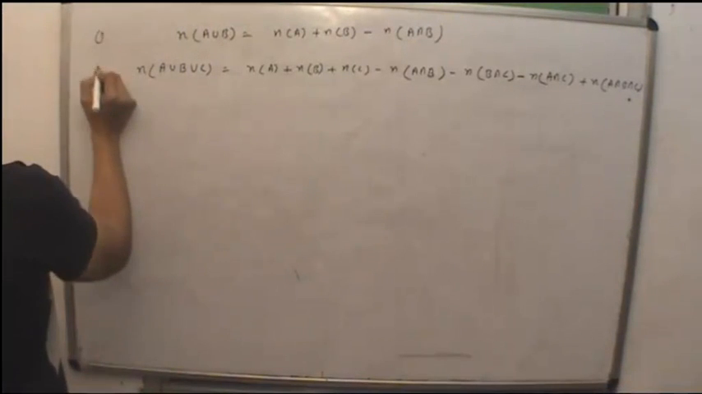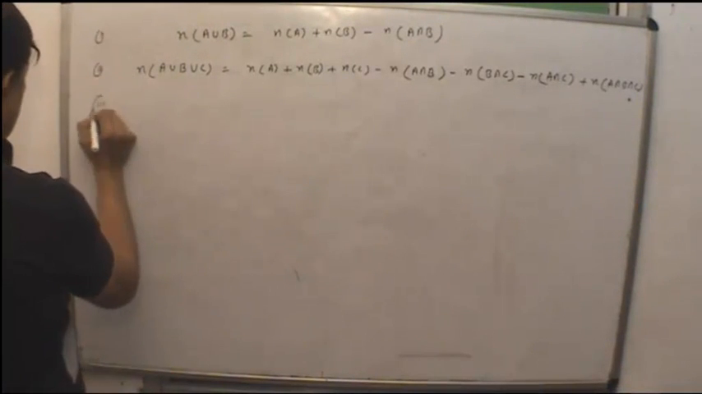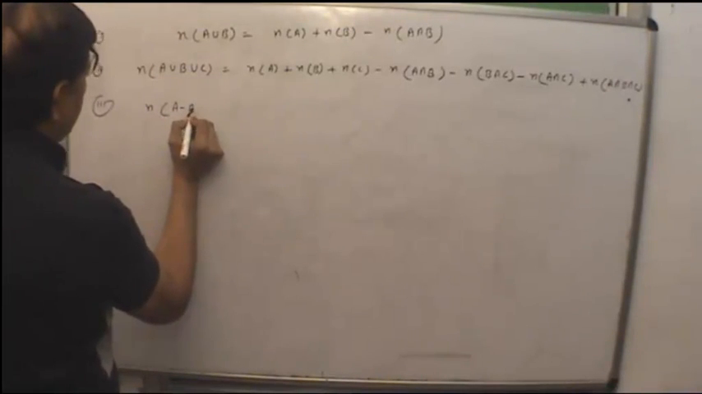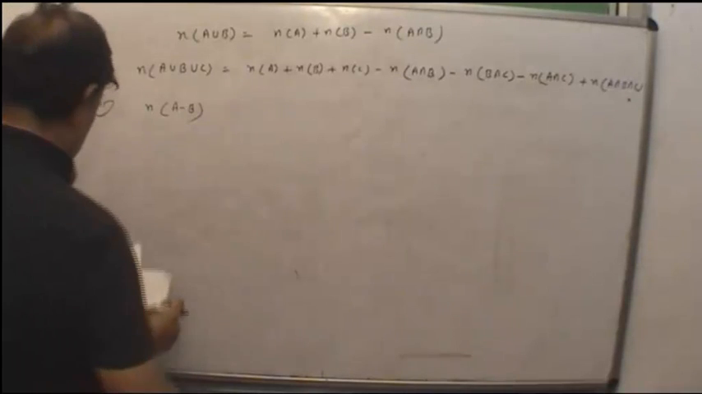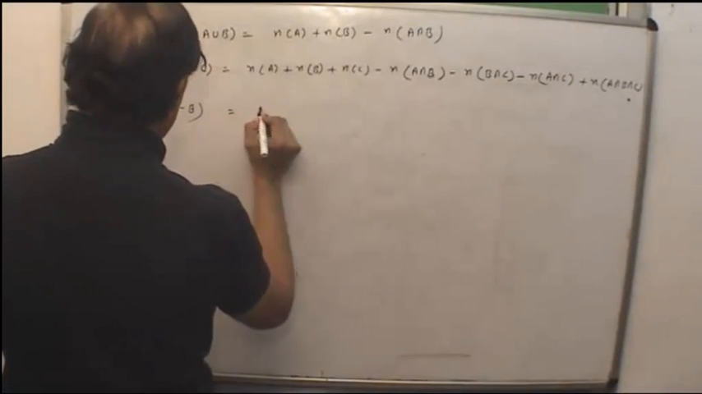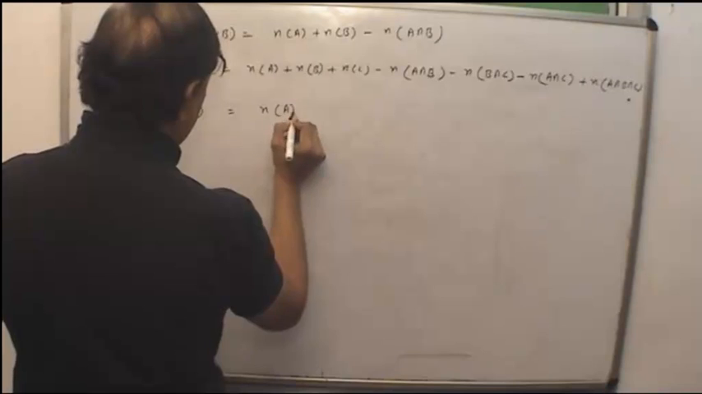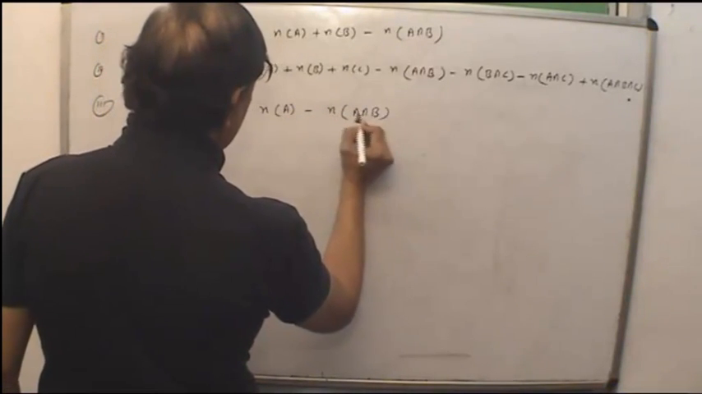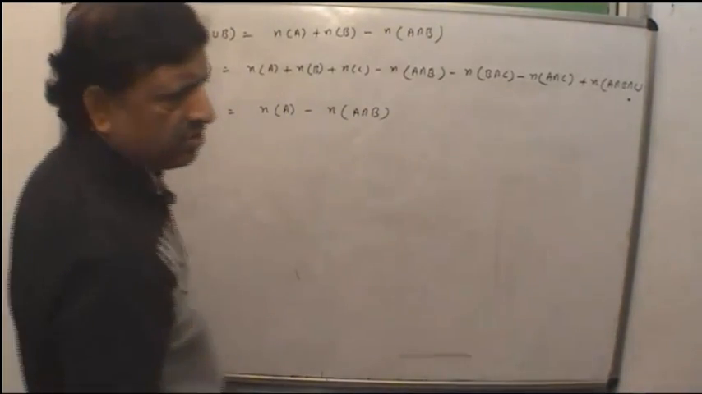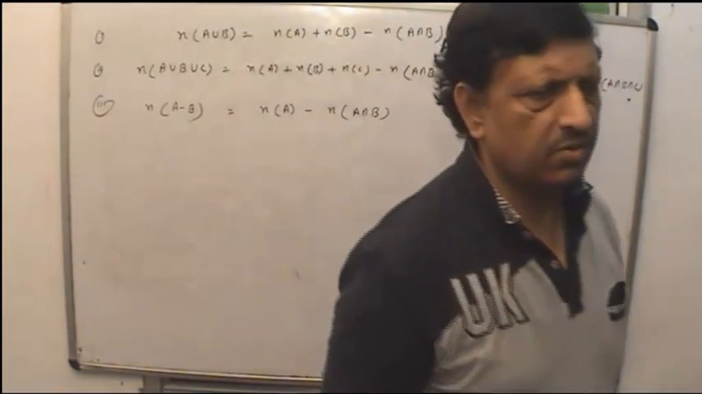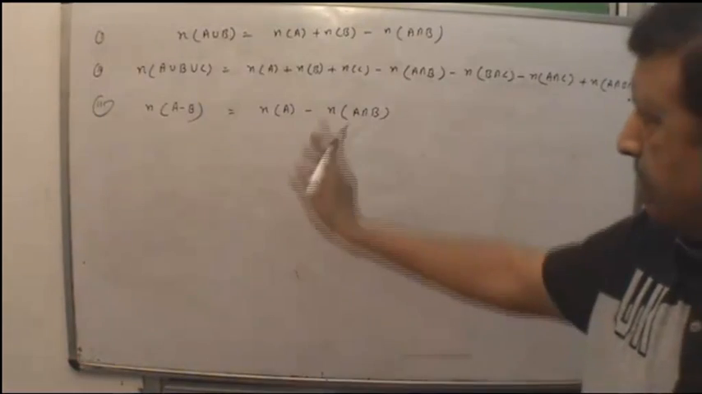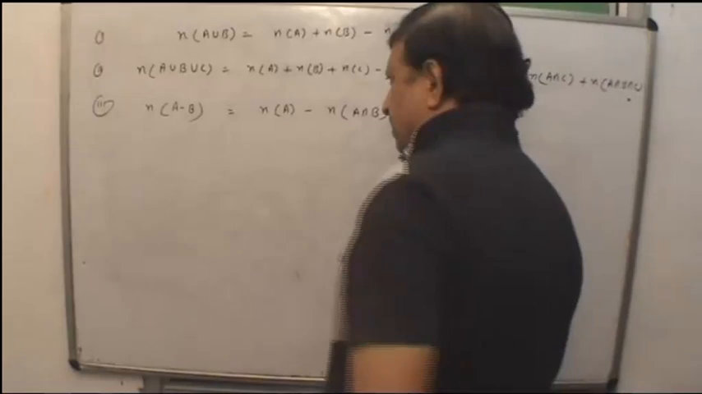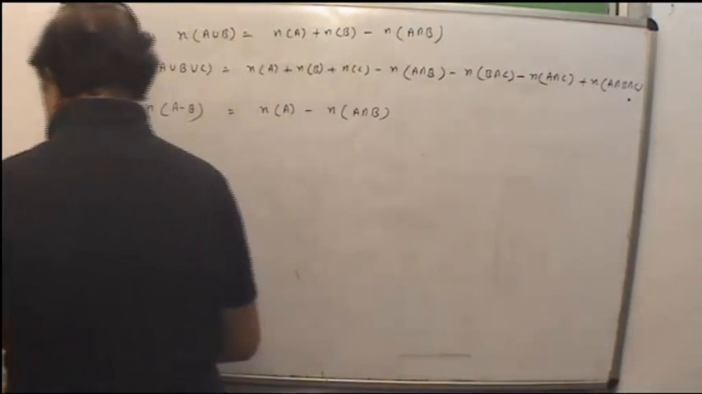First result, second and third one. N(A minus B) means belongs to A, does not belong to B. That is equal to N(A) minus N(A intersection B). These are the few results which we use in the application of this set theory which we studied. Let us take an example, very simple.